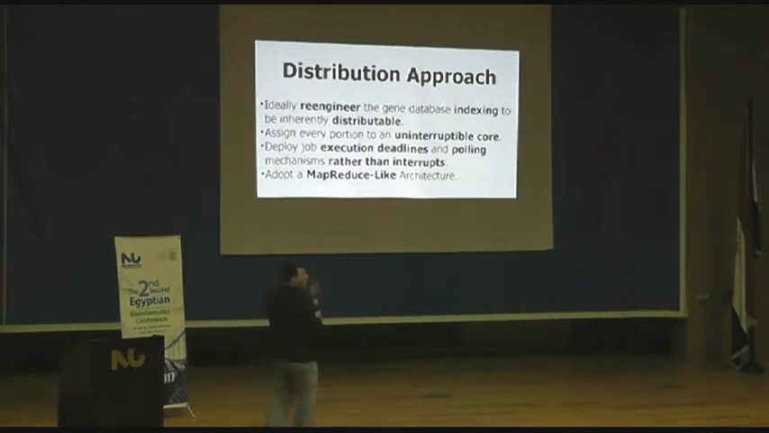We're going to assign portions of the database to different cores to run in parallel and distributed. We're going to deploy no execution deadlines and use polling instead of interrupts, so we're going to eliminate all types of timers whenever possible. And basically we're going to adopt a MapReduce-like architecture to be able to scale outside a single node.